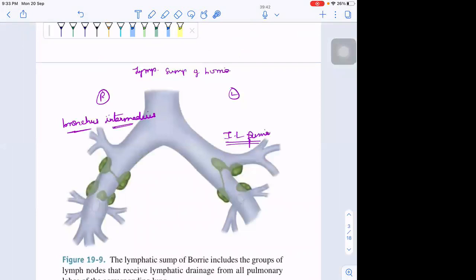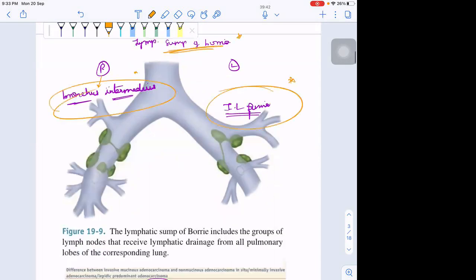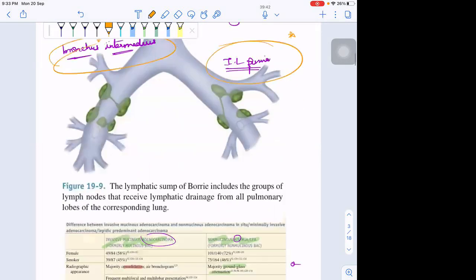So on the right side, it is present in the bronchus intermedius. No need to know where the bronchus intermedius is, just remember this term. Right side, the sump of Borrie is in the bronchus intermedius, and on the left side in the interlobar fissure. The sump of Borrie is very important. It is the main lymphatic drainage for the trachea and so on.